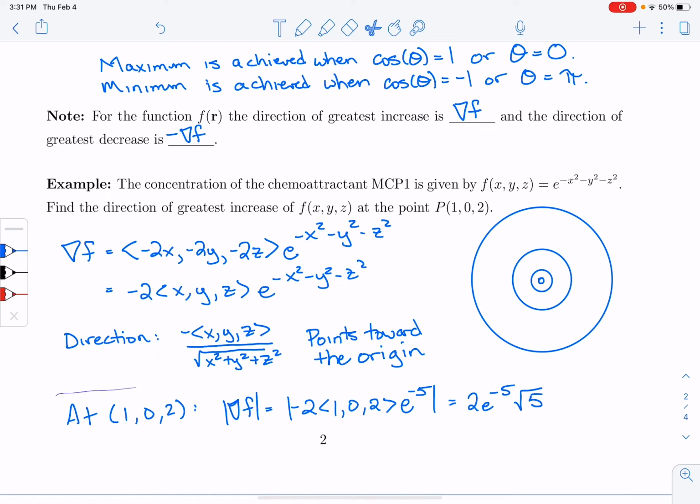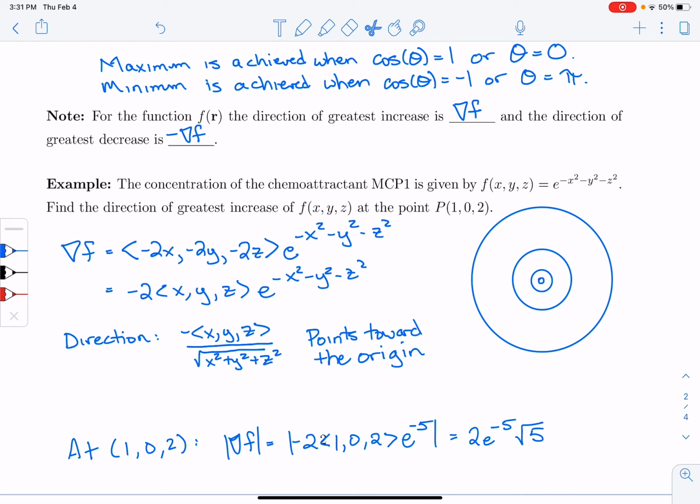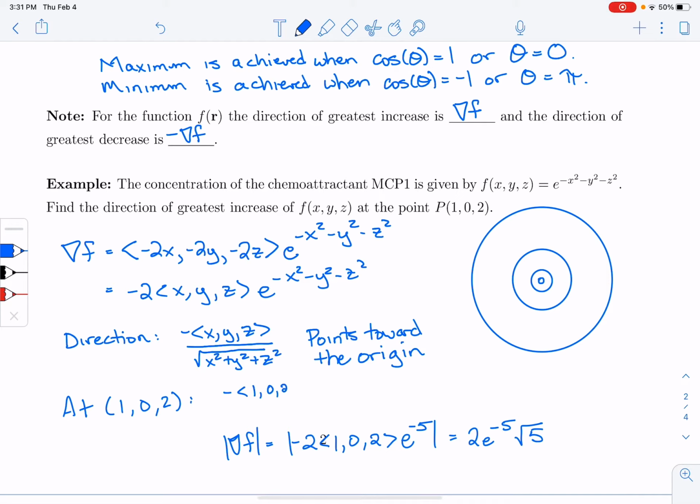Another thing that I asked for was the direction of greatest increase. So the direction of greatest increase at that point is going to be negative 1, 0, 2 divided by the square root of 5. So this is going to be the direction, and this is going to be the magnitude.